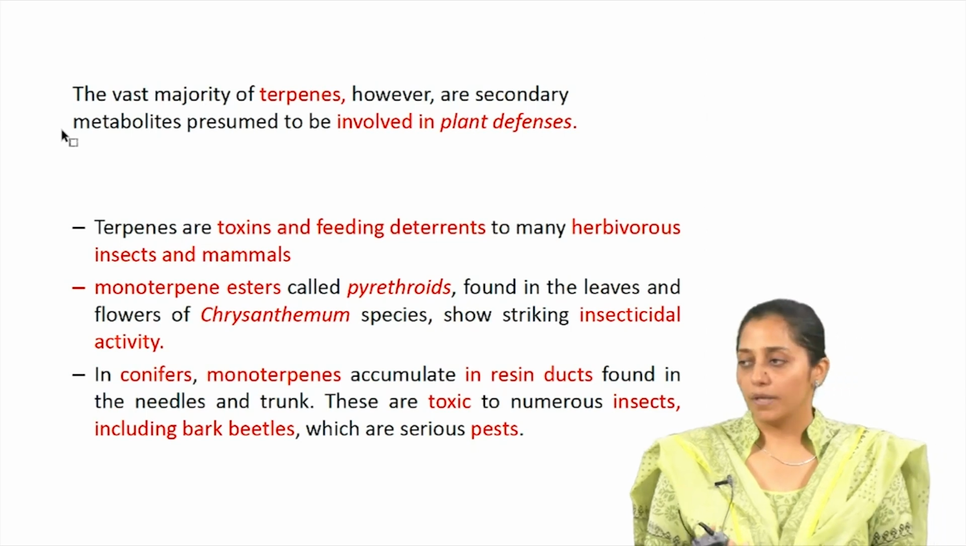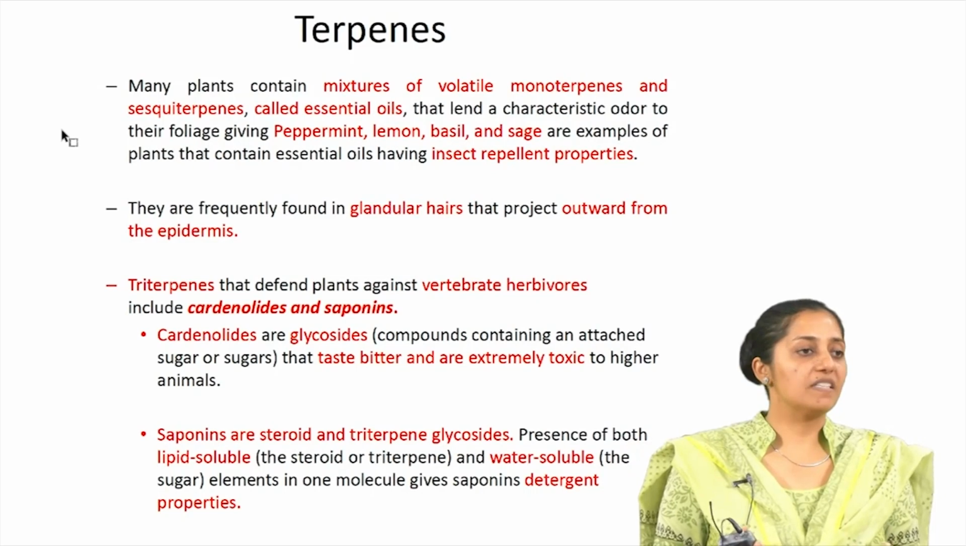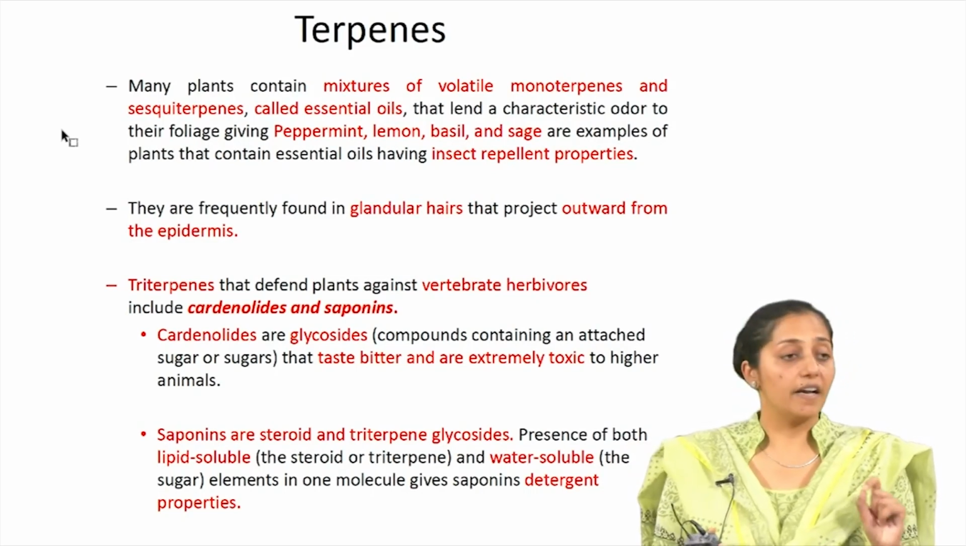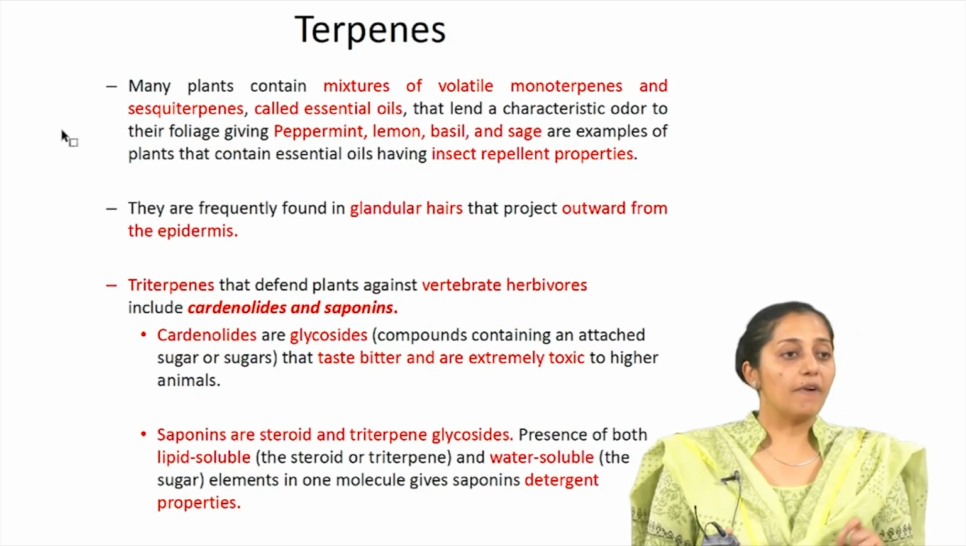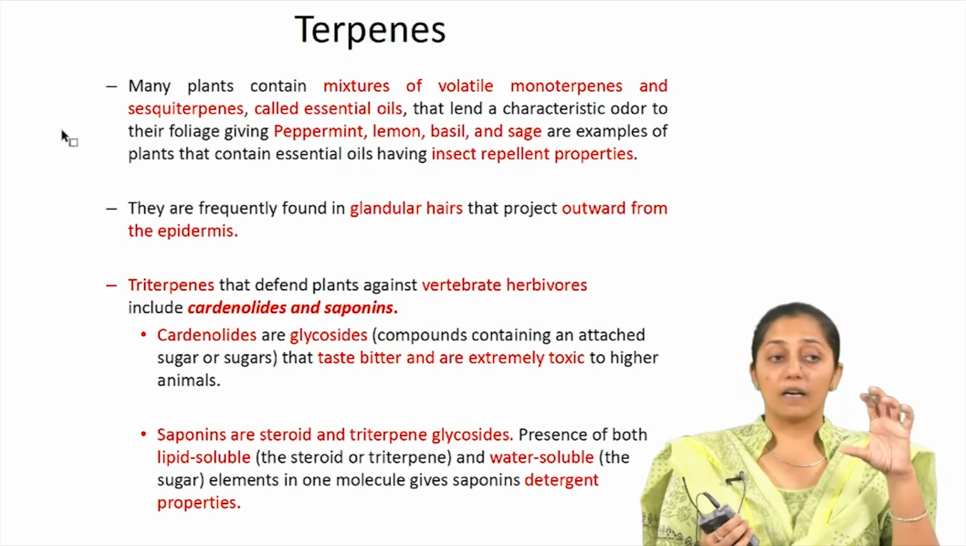then it can prevent either the pathogenic attack or even the herbivory. So many plants contain a mixture of volatile monoterpenes and sesquiterpenes, and these are called essential oils, and they are highly expensive. So you will find that these essential oils are very expensive in the market and they are not found in very large quantities.